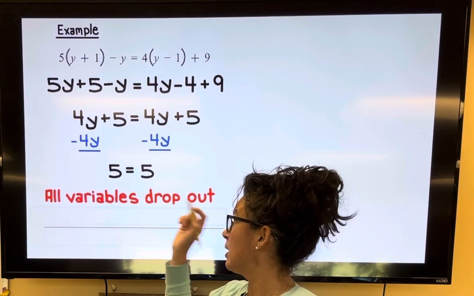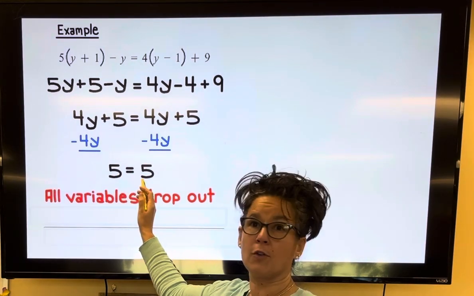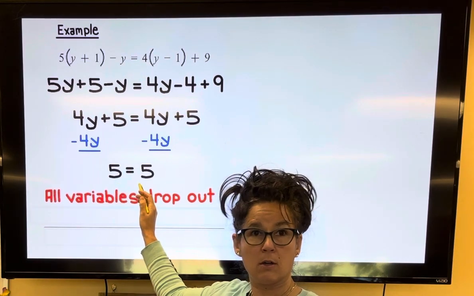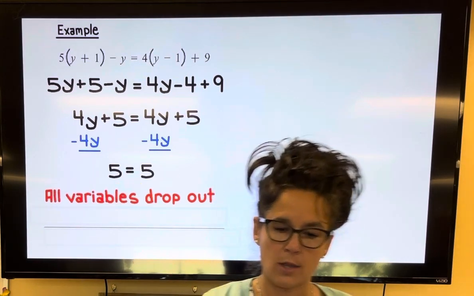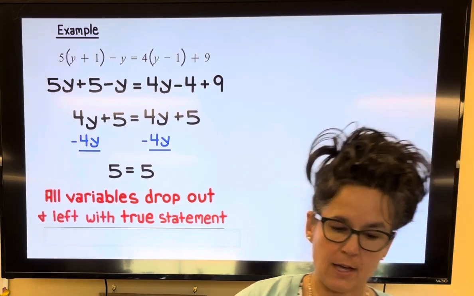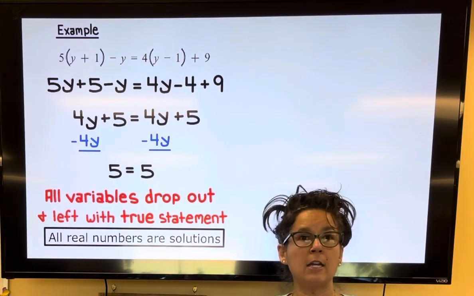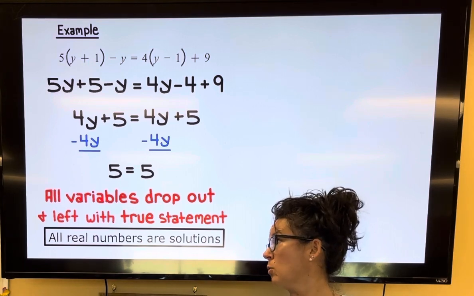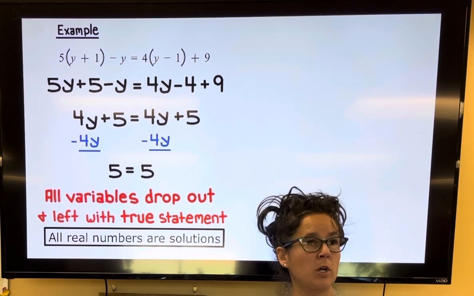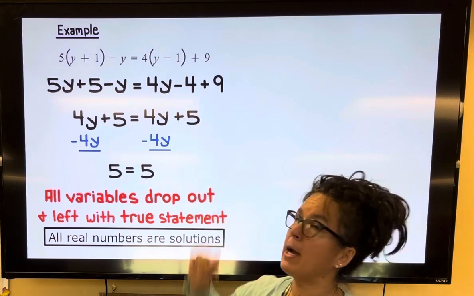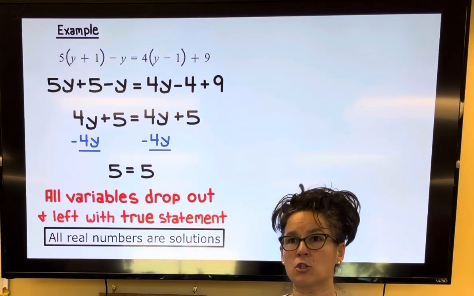But what's different is what we have left over is true. The number 5 does equal 5. So that tells me that there's an infinite number of answers. All real numbers are solutions. In other words, no matter what number I pick off the number line and I put it back into the original, it's going to make a true statement.